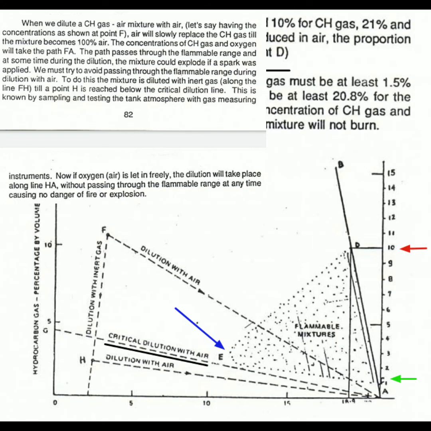Friends, I hope that you have been able to grasp the basic concepts for the construction of the flammability diagram. I hope that my video will be helpful for you in your preparations for exams.